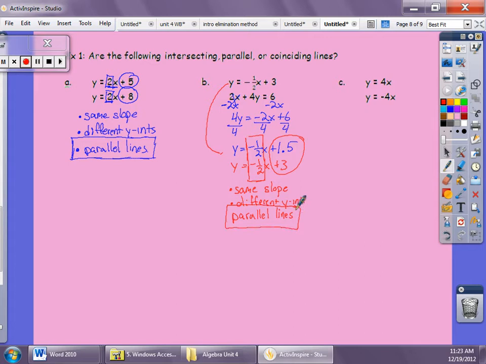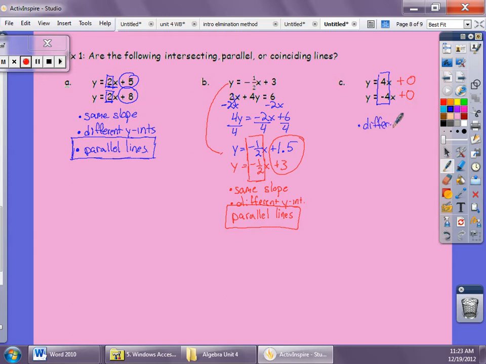So we have parallel lines again. And when we look at C, they're both in slope-intercept form. We have y equals 4x and y equals negative 4x. If we just want to, we can write plus 0 to show the y-intercept. Now, when we look at the slope here, we have 4 and negative 4. Well, they're not the same. They look the same, but one is positive, one is negative. So they actually have different slopes.